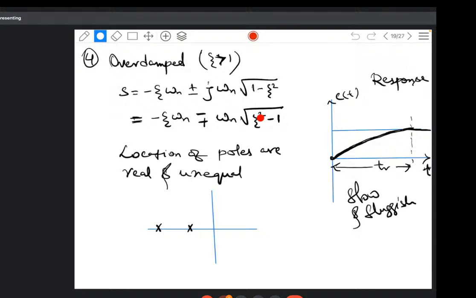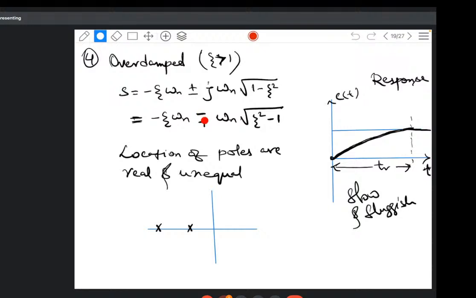Okay, again I'm explaining. You take any value of zeta which is greater than 1, and omega n you can take any value, say 10. Then when you put the value, this part will come negative. When you take the negative part outside, this part becomes zeta square minus 1, and the negative part when it comes outside gets multiplied with j. So j into j will become j square, and j square is minus 1. So this plus minus will become minus plus.